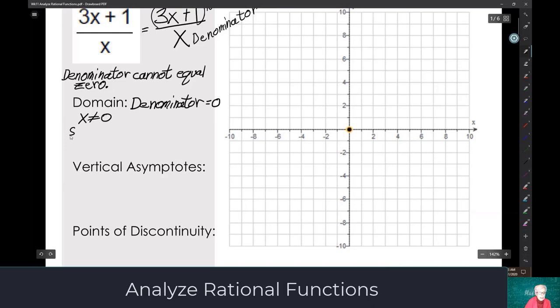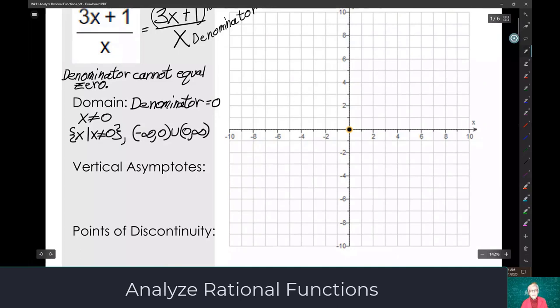Now, if you're writing this in set builder notation, you'll write all x such that x cannot equal zero. If you're writing it in interval notation, then here's zero, here's x equals zero. All the numbers on the left are okay, all the numbers on the right are okay, just not zero itself. So in interval notation, you would write this as negative infinity to zero, but not zero, unioned up with the other side of zero. Here you've got the left side of zero. Here's the right side of zero. And so it all depends on what you're looking at.